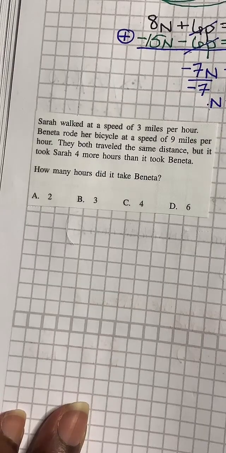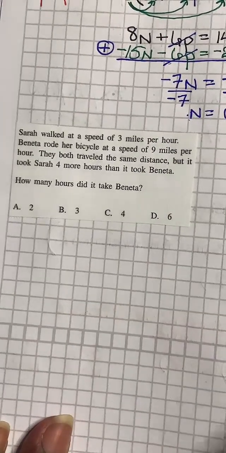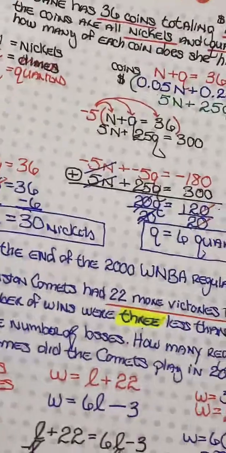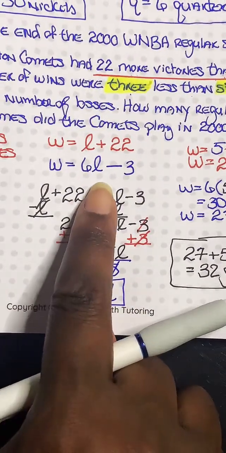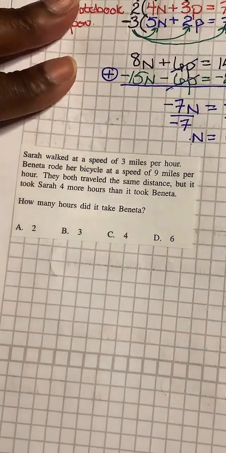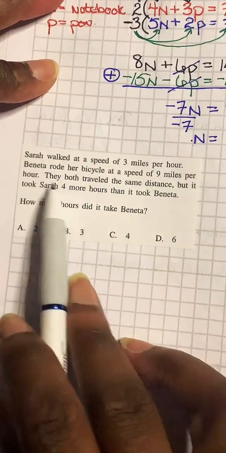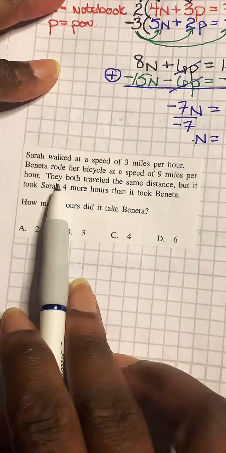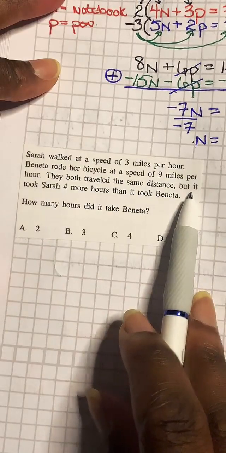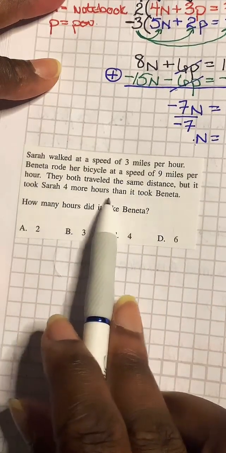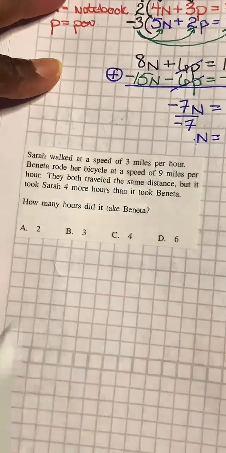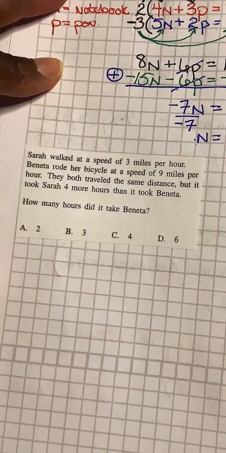So they both travel the same distance. So basically, they're going to be equal to each other because they're traveling the same distance. Just like how we set it up for this one, because we set them up to equal to each other. But if we're looking at a speed of 3 miles per hour and the other one at 9 miles per hour, here's this last part: it took Sarah 4 more hours than Benita. That's a key part.